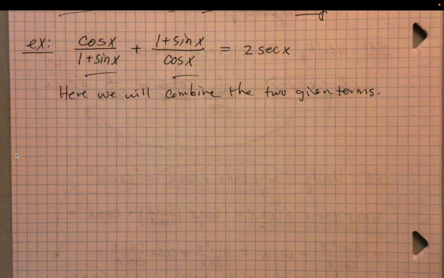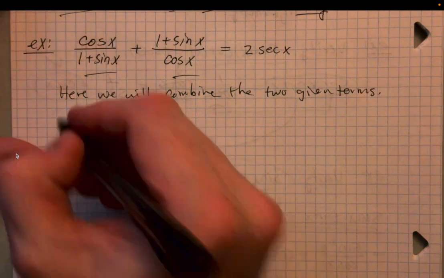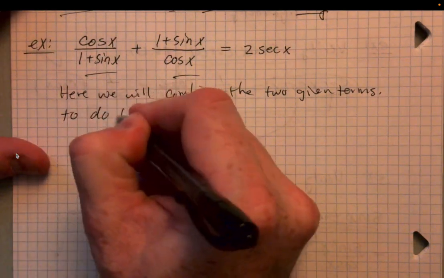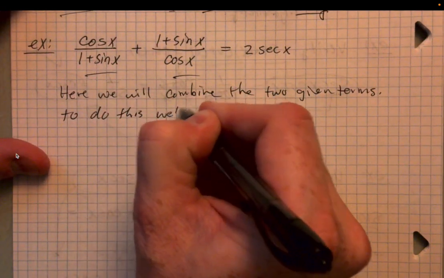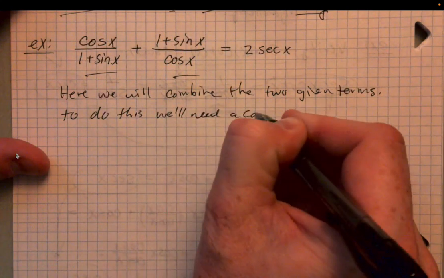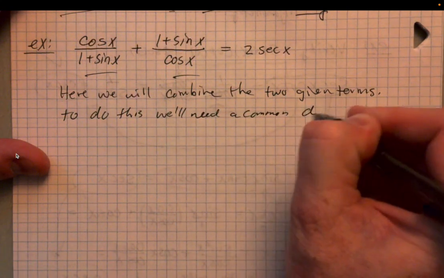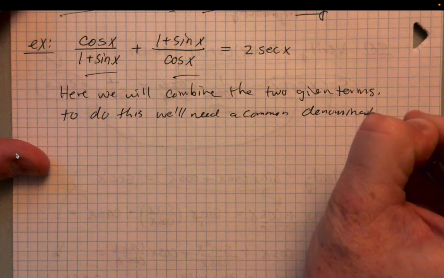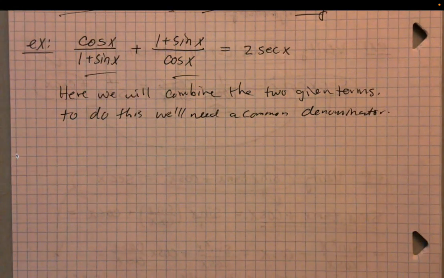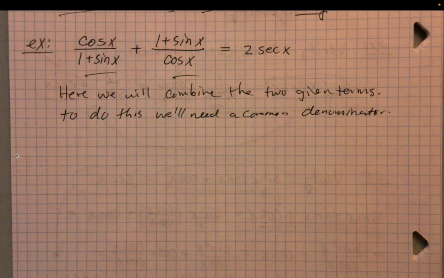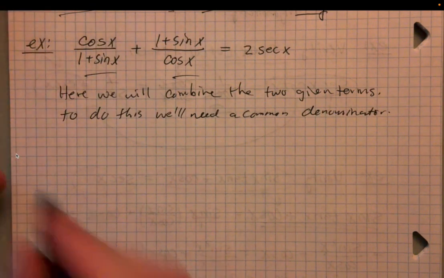So we're going to combine those given terms. Now, when we do that, that basically means we have to get a common denominator. This is a very common trick, and I would like to encourage you to try to get as good as you can at this whole idea of getting common denominators. Okay, so let's do this.